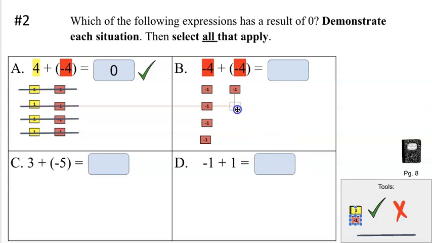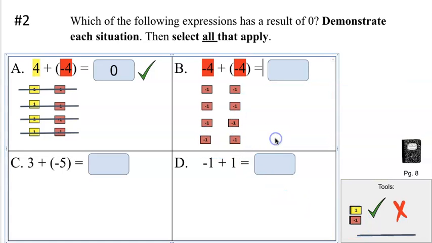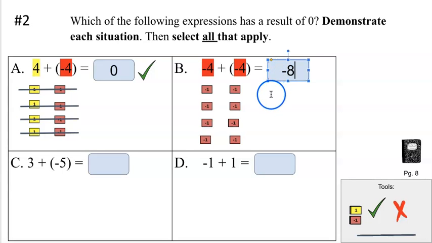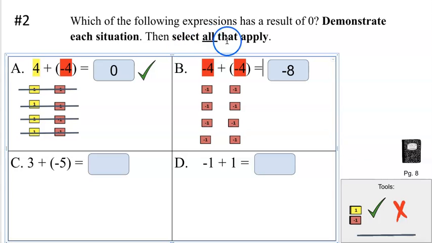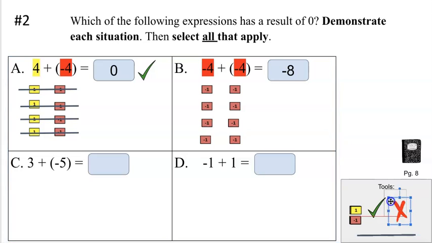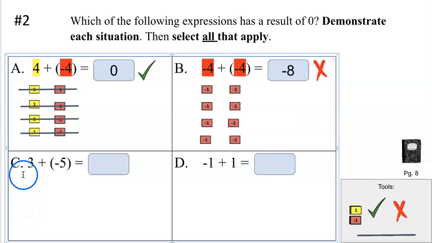And as you notice, as I'm putting them there, there's no yellows, and you need a yellow and red to make a 0 pair. So right here there are no 0 pairs, so what we need to do is count them. So we have 1, 2, 3, 4, 5, 6, 7, 8. Our answer is going to be negative 8. And again, let's look at our question. Select all that apply. We're looking for a 0. So this is not a 0. So we're going to get the red X. This means that it's wrong. And we're going to put it right here. That is wrong. That is not a 0. So now we can move on to letter C.